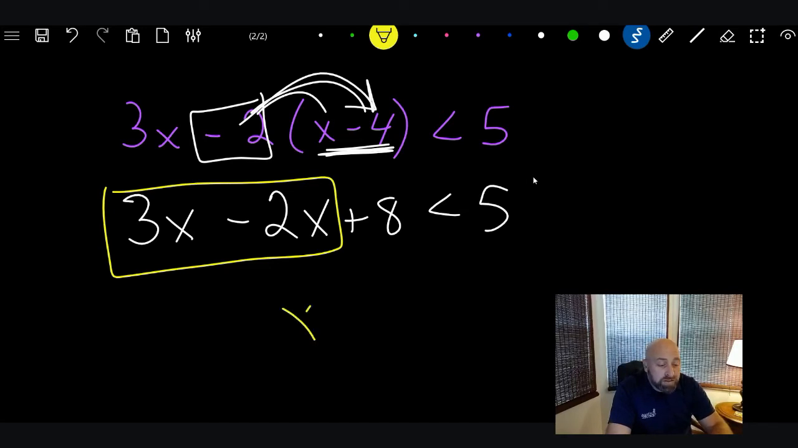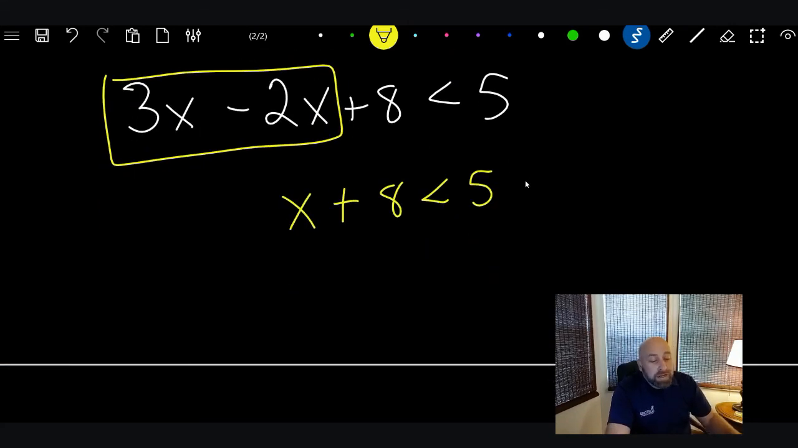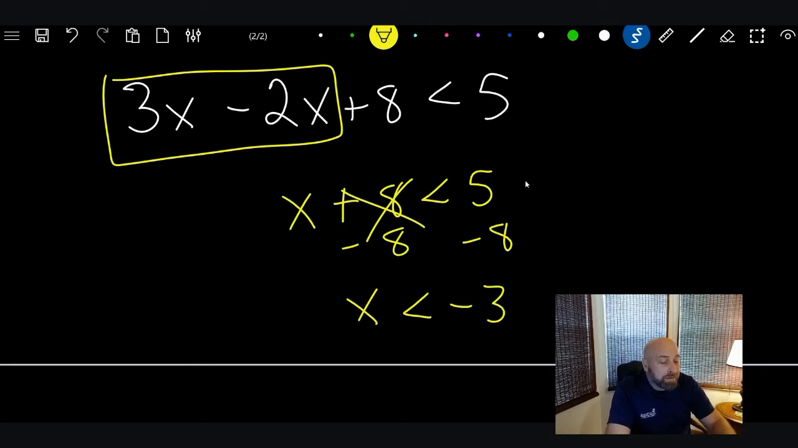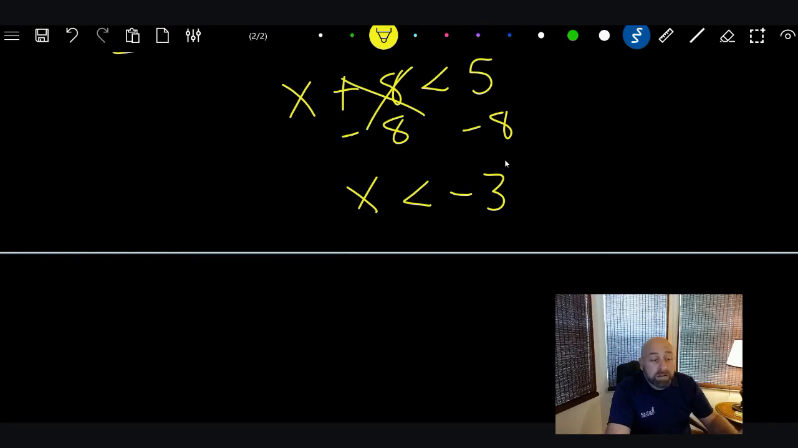3x minus 2x gives me x plus 8 less than 5. And now I would just move this over to the other side. That would cancel, and I would get x is less than negative 3. X is less than negative 3. So, am I done? No, this is part of my answer.